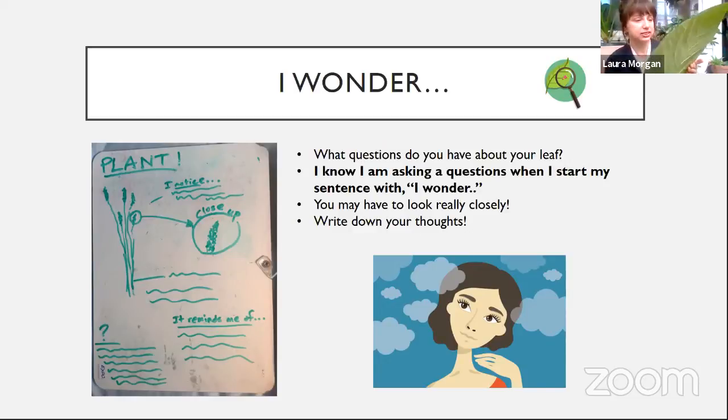So let me model this, okay? So I wonder why there are so many little hairs on my leaf. I wonder what they do. Why are they there? I wonder why the top part of my leaf is darker in color than the bottom of my leaf. I wonder why there are these little tiny yellow dots on my leaf. I wonder if that's a little pest that did that, or I wonder if the leaf is maybe sick.